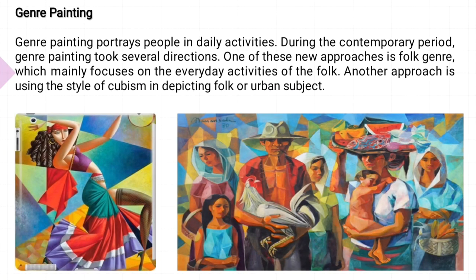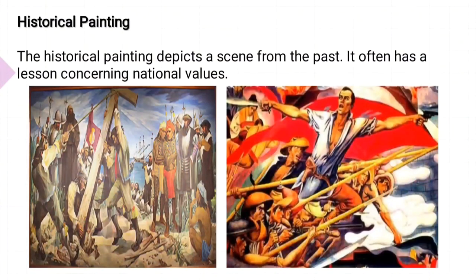Themes of painting. Genre painting. Genre painting portrays people in daily activities. During the contemporary period, genre painting took several directions. One of these new approaches is folk genre, which mainly focuses on the everyday activities of the folk. Another approach is using the style of Cubism in depicting folk or urban subjects. Historical painting. The historical painting depicts a scene from the past. It often has a lesson concerning national values.